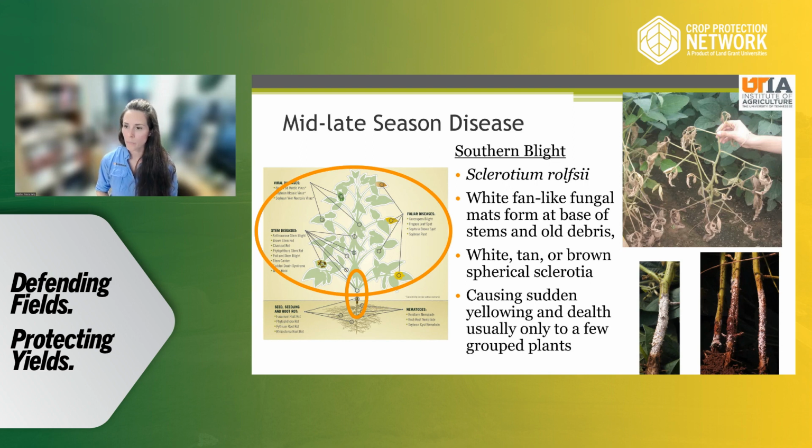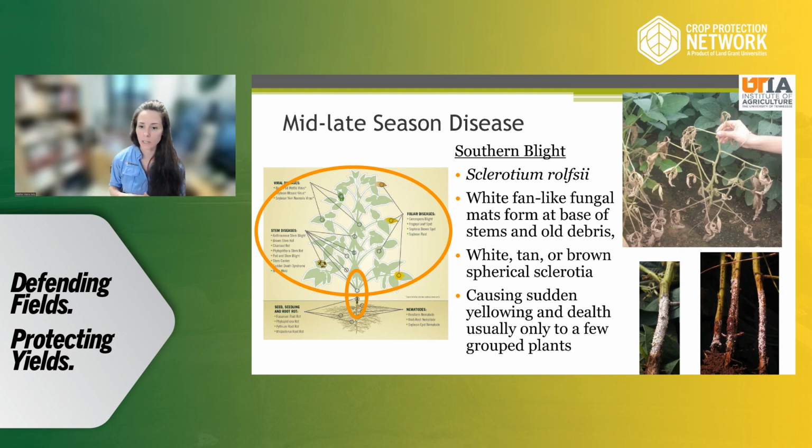Southern blight is another pathogen that, depending on where you are, you might see more commonly than in other places. Usually it's noted because you find some dead plants clumped together. Then looking closer at the base of those dead plants and possibly some of the surrounding plants, you'll find white fan-like fungal nets on the stem and the debris around it. On those nets, you can find spherical fungal bodies that can be white, tan, or brown, pictured on the bottom and the right on those stems there.